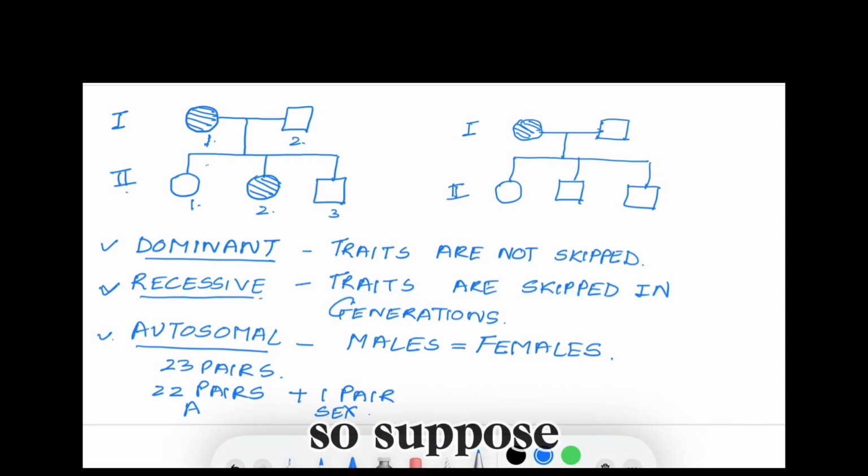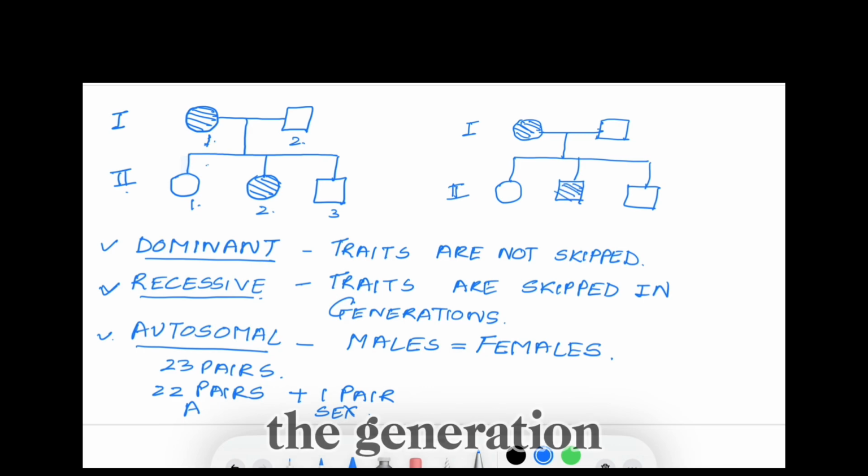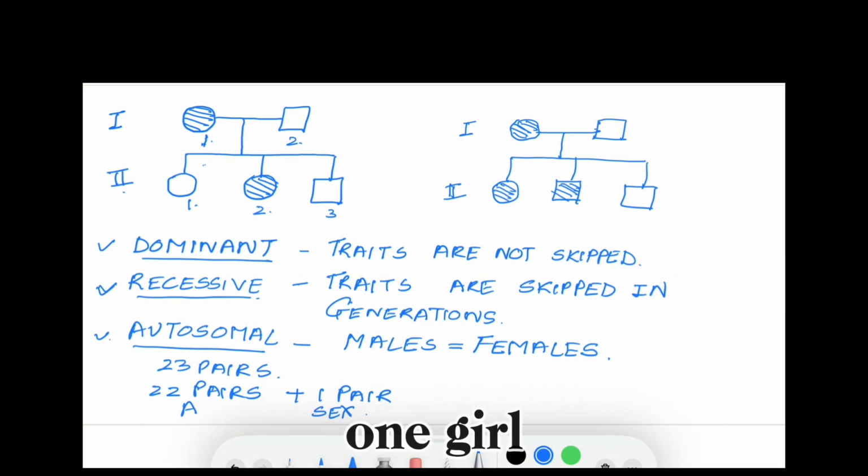So suppose we take this example, the second one. Here in generation 1, the mother is affected. In generation 2, one girl and one boy are affected. For this example, we are taking the second figure to understand whether it is autosomal. Here we can see that in generation 2, boys and girls both are affected. If we are looking at that, then it means it is an autosomal disorder, where boys and girls are equally affected.